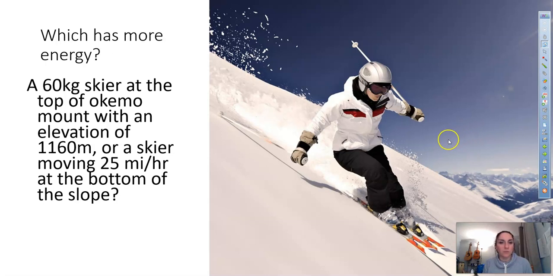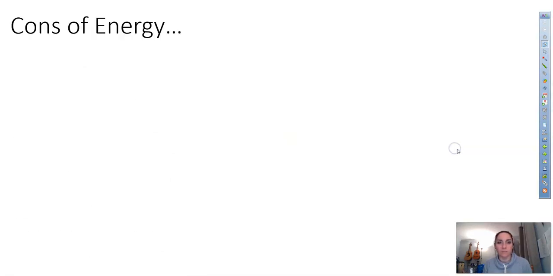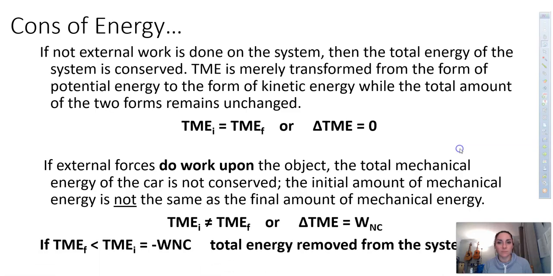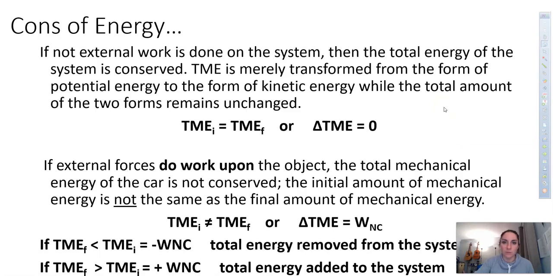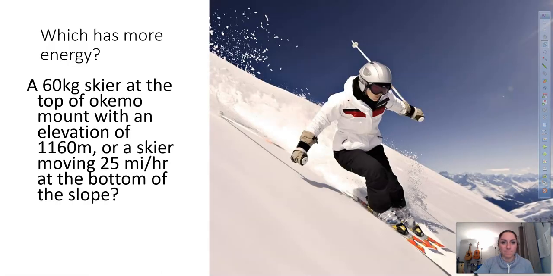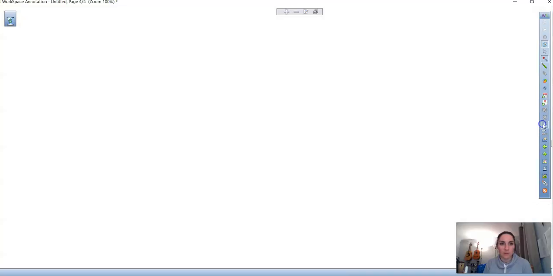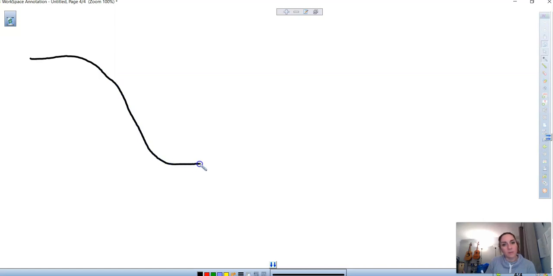So coming back to this, okay, I just wanted to see where I was going here. So kind of the same question. What happens if I have a skier at the top of the mountain, 1160 and 25? So here's our skier question.